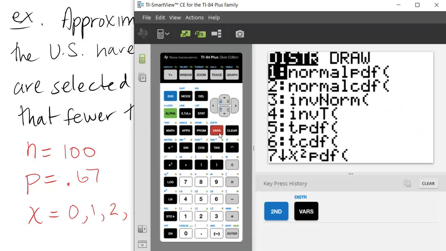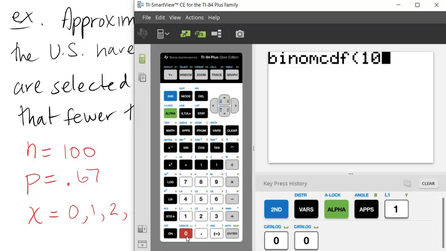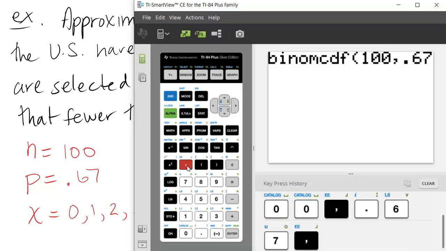Second vars. There is a shortcut for selecting choice B. It's alpha and the apps key in my calculator. It's alpha and the button right next to the math key. That's a shortcut to selecting choice B. Binomcdf. For those of you that have the older calculators, if you need to select choice A, that's alpha and the math key, which I demonstrated in the previous video for Binompdf in my calculator. We have 100 trials. The probability of success is 0.67. And we want to go up to 49. We don't want to include 50 because it said fewer than 50.